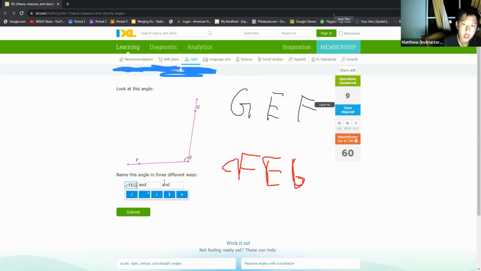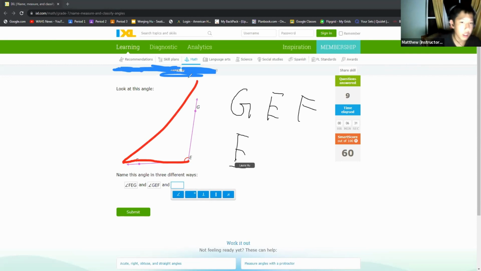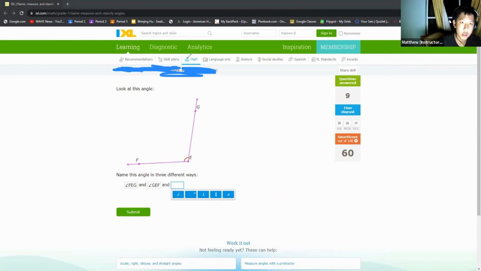F, E, G, E, F. Now, how else would you denote this? EFG is not the correct answer. If you write that, I'll say you're wrong because this would be EFG. And if you write EGF, that will also be wrong.